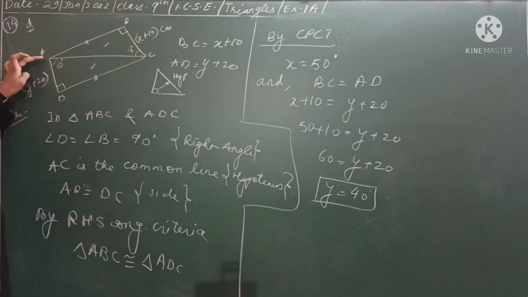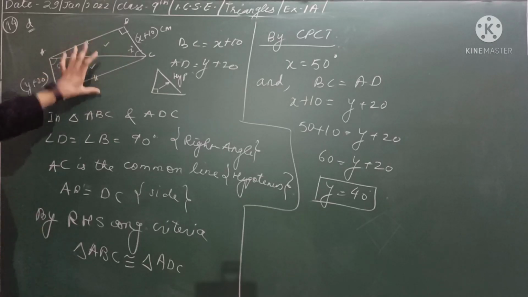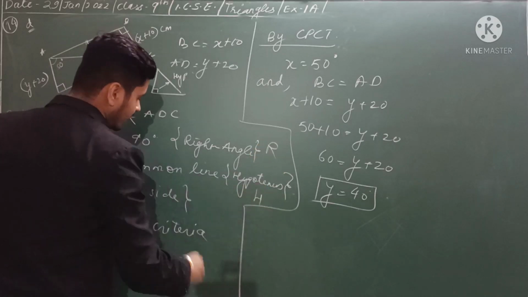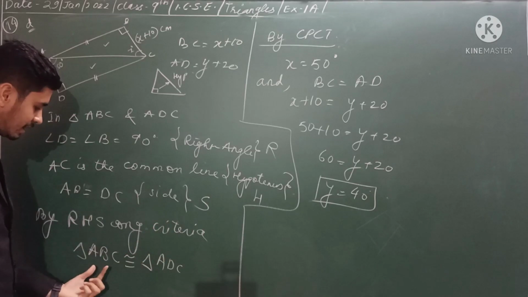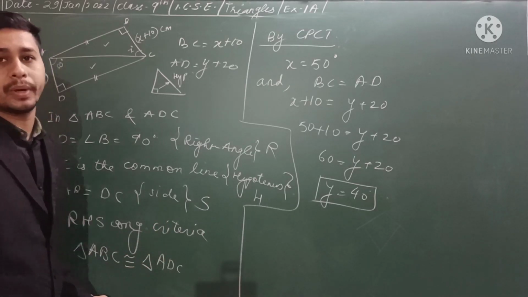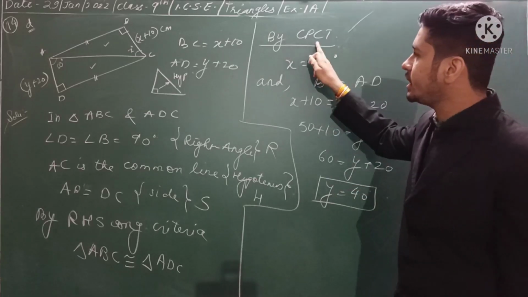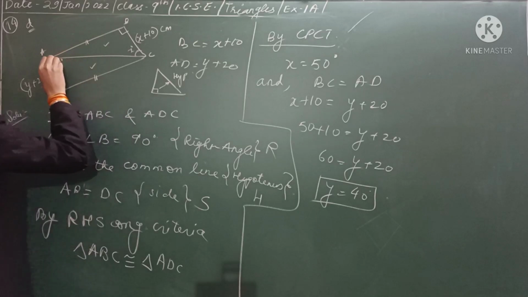Okay, and AB is equal to DC, which is given in the question itself. So we got one side. So we got R, we got H, and we got S. So by RHS congruency criteria, these two triangles are congruent. Now we are taking the help of CPCT. So by CPCT, we say that this x will be equal to 50 degree.